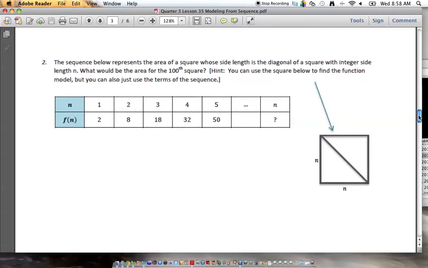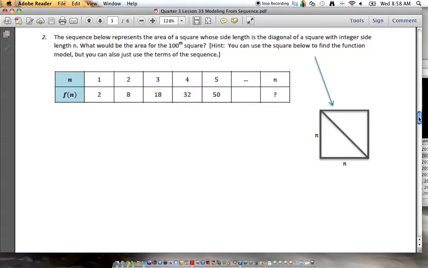The sequence below represents the area of a square whose side is the diagonal of a square whose length is the diagonal of the square, and the integer side length n. So in other words, if this is 1 and this is 1, then the area, what does it say? It wants the length of the diagonal. Sequence below shows the area of a square whose side, okay, 1 times 1 is 1. Why are they putting 2 there?